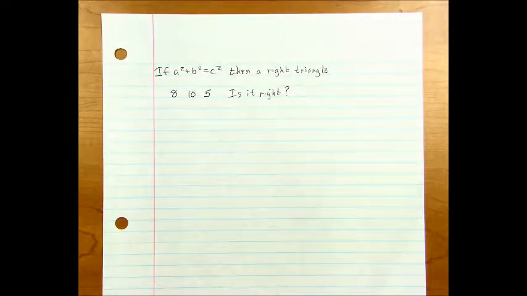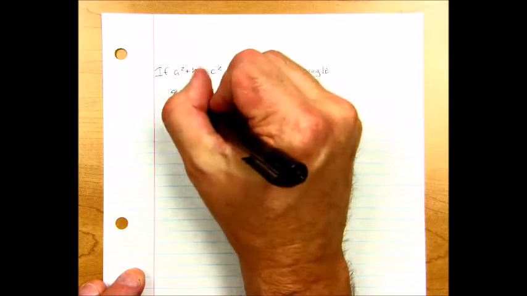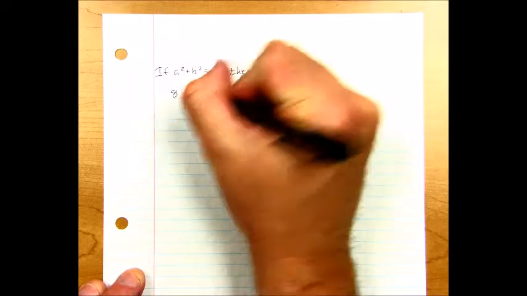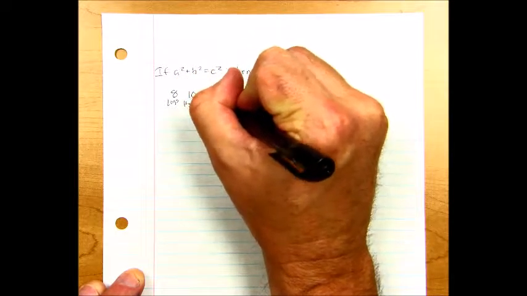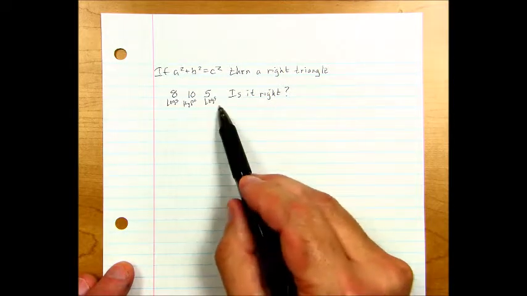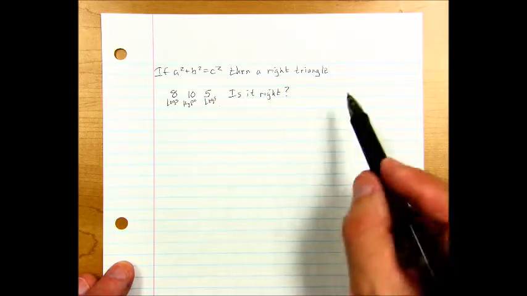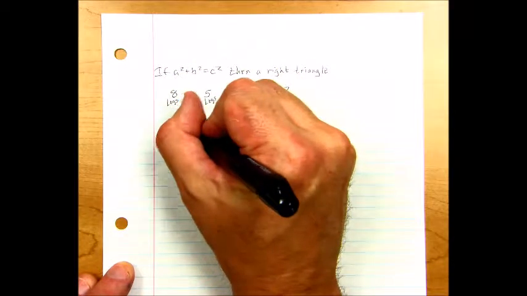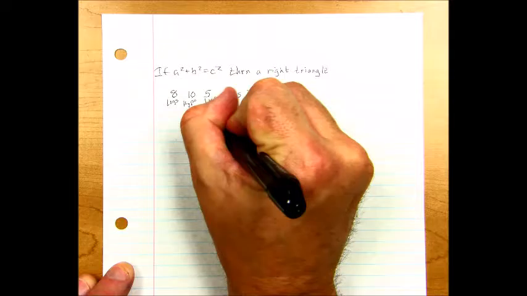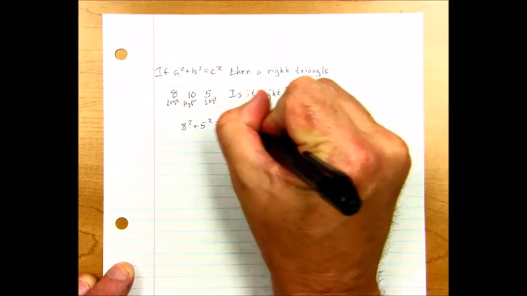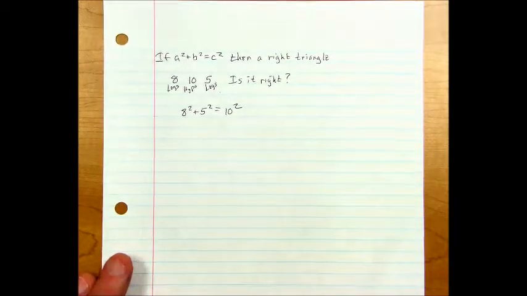So to do that, we would first identify which is the hypotenuse. That'd be the middle one here because it's the longest. These are my legs. Hypotenuse. So the question then is, take my two legs squared. Is that equal to my hypotenuse squared?